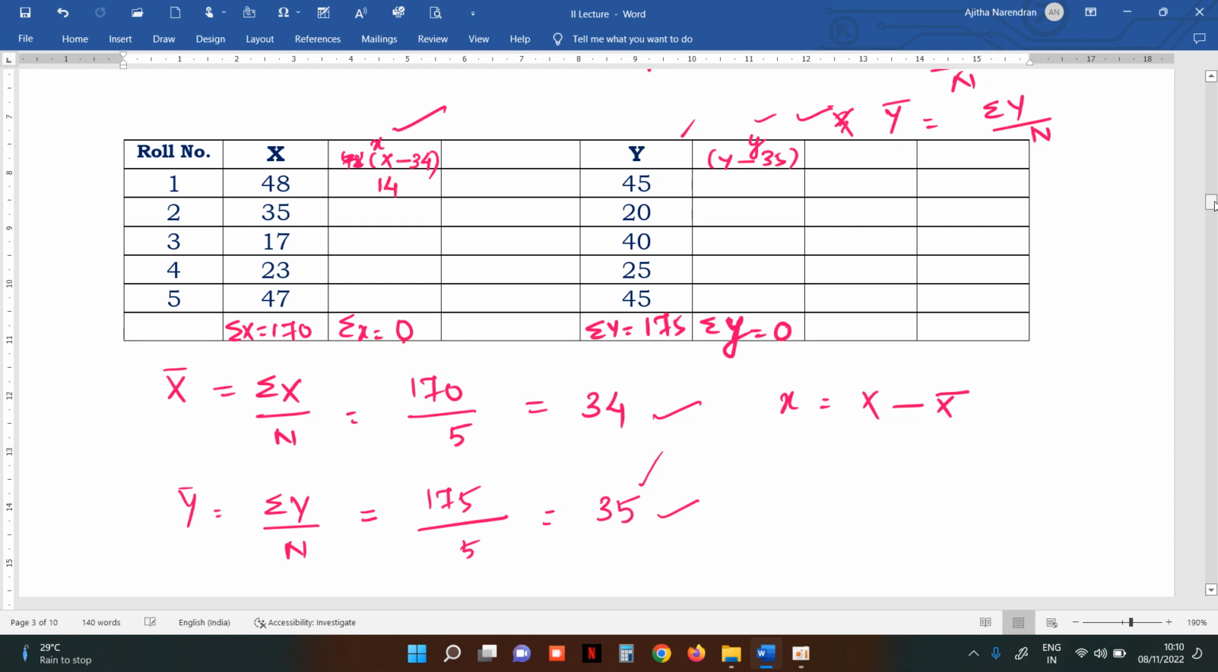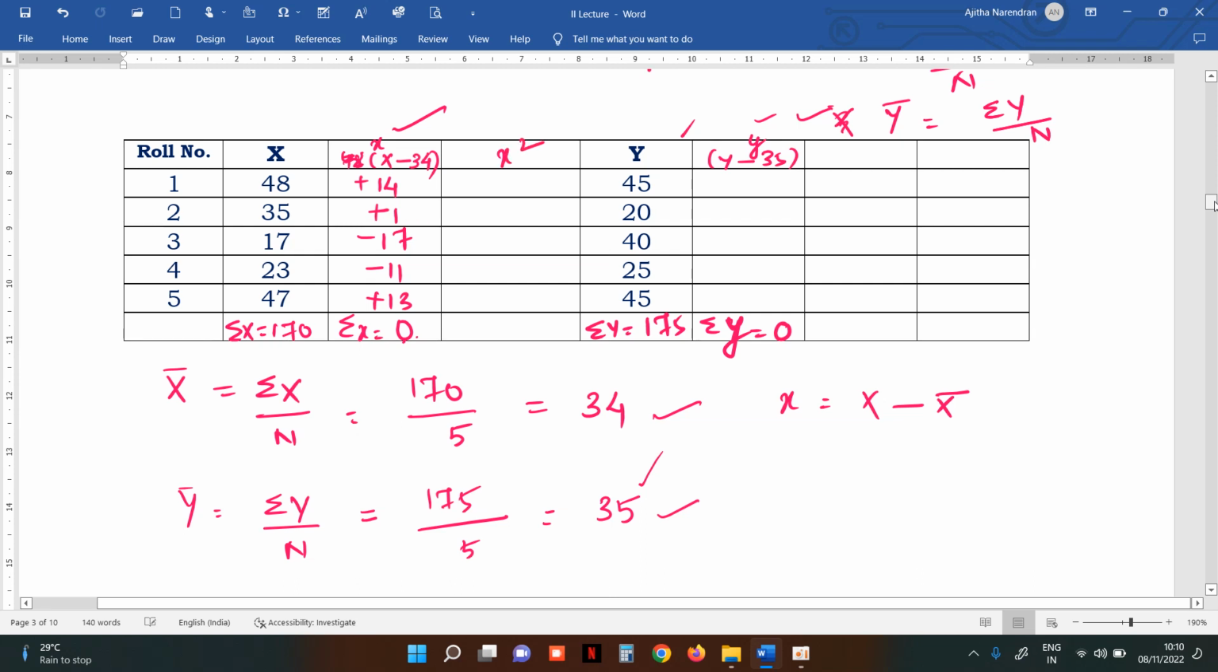35 minus 34 is plus 1. It is not required to write plus and minus, even though 17 minus 34 is minus 17. 23 minus 34 is minus 11. And 47 minus 34 is plus 13. When you total it, it will be 0. Now square it. You have to find out the square also.